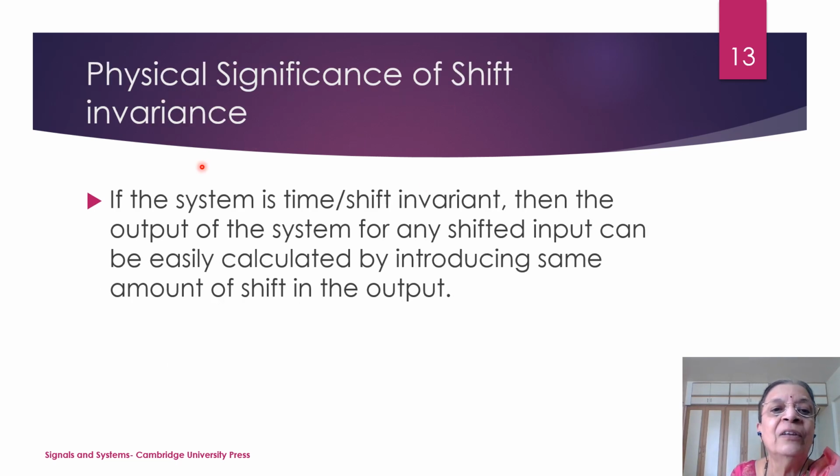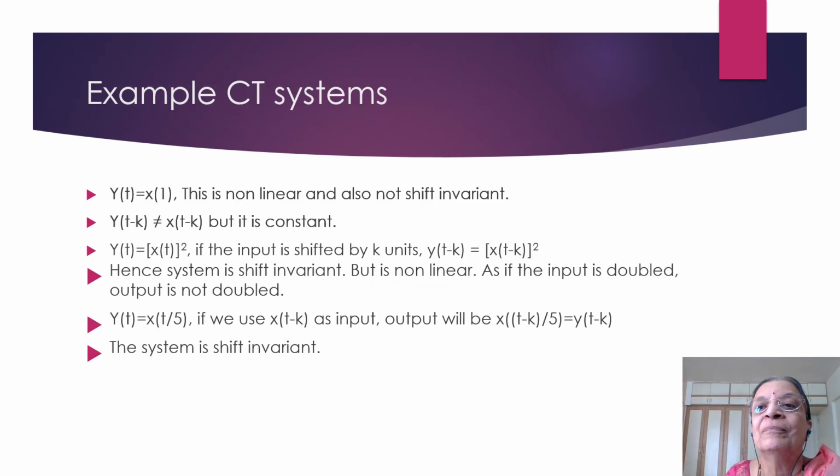Now what is the physical significance of shift invariance? If the system is time or shift invariant, then the output of the system for any shifted input can be easily calculated by introducing the same amount of shift in the output. So already if you know the output for x[n], I can also calculate the output for x[n minus k]. It will be same as y[n minus k]. So introduce the same amount of shift in the output and you will get the output for the shifted input.